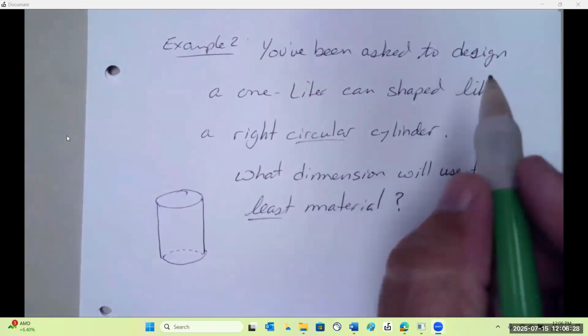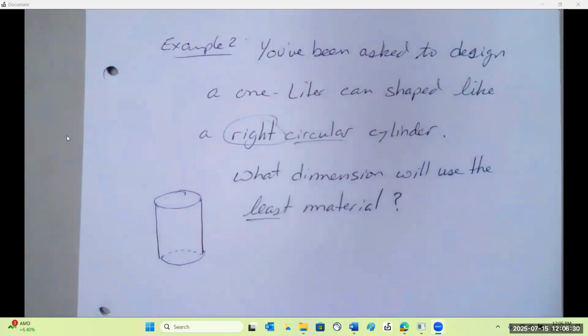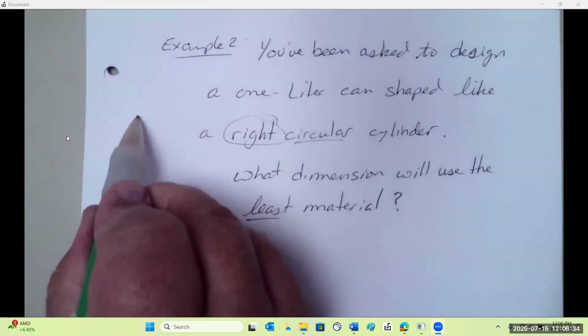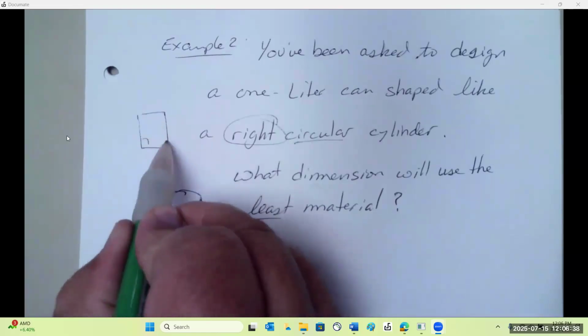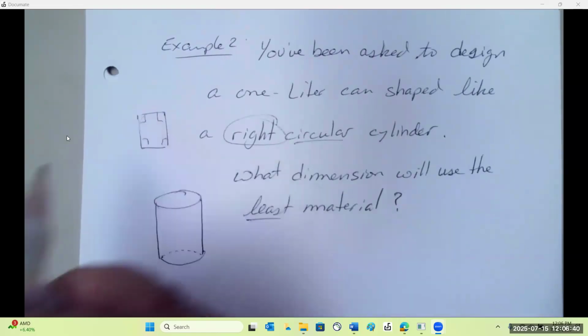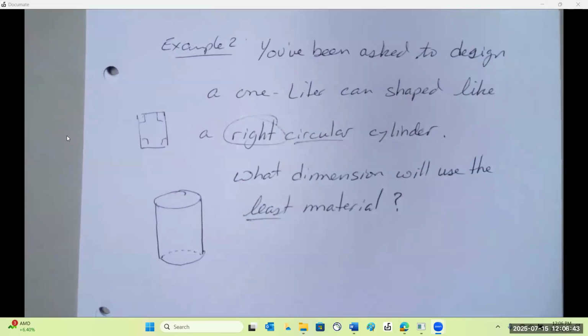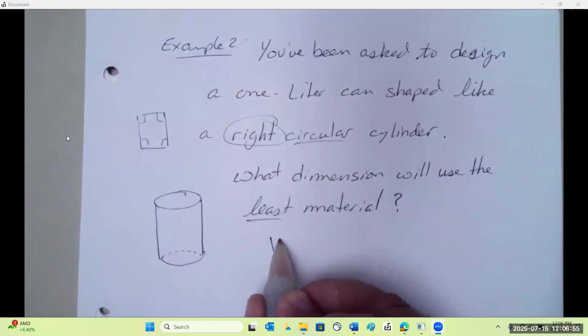Now, where does the word right come from? If you were to look at the can sideways, the angles have to be 90 degrees. That's what it means. It's a right angle circular cylinder. So each of these angles from the side is 90 degrees. And it's got to be 1 liter.